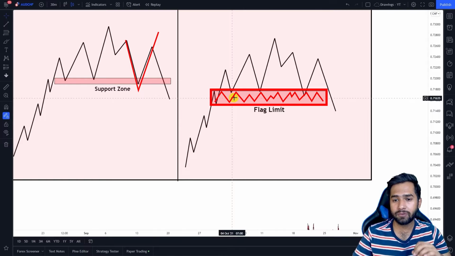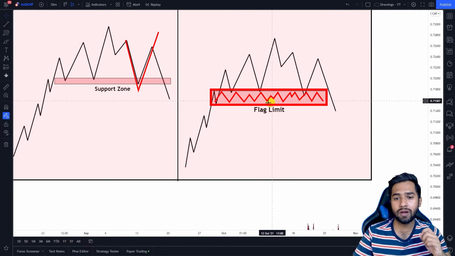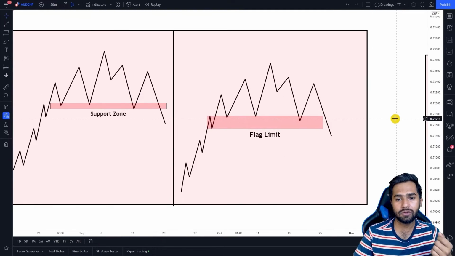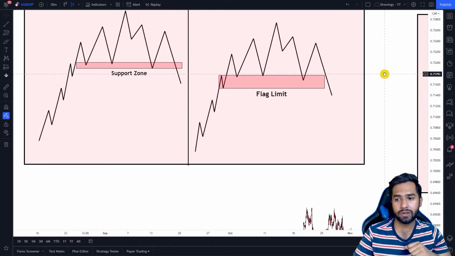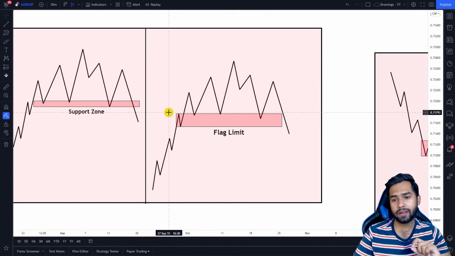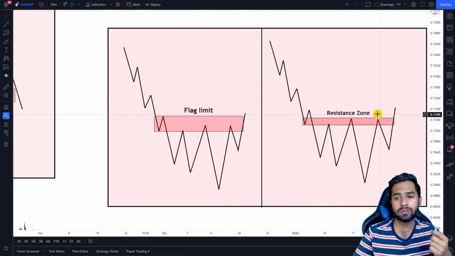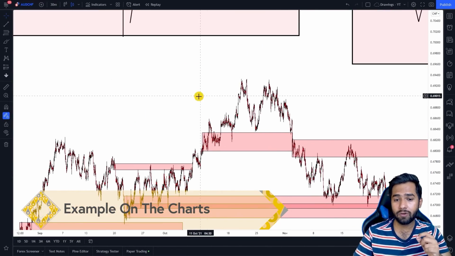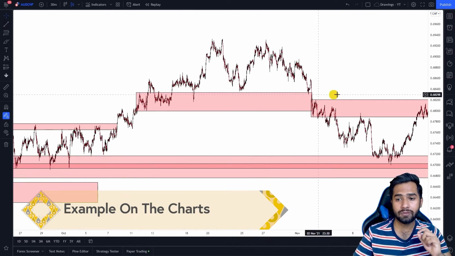But in the case of the flag limit zone, we do have some pips that the market can move up or down, and move in between, and after that it will continue its direction, so it avoids the false trends or false breakouts. So this is another important point. Now the points that we discussed for the support zone and flag limit zone are also valid for the resistance zone and flag limit zone. After that, let's go through an example on the chart to understand why you should be trading with flag limit zones.